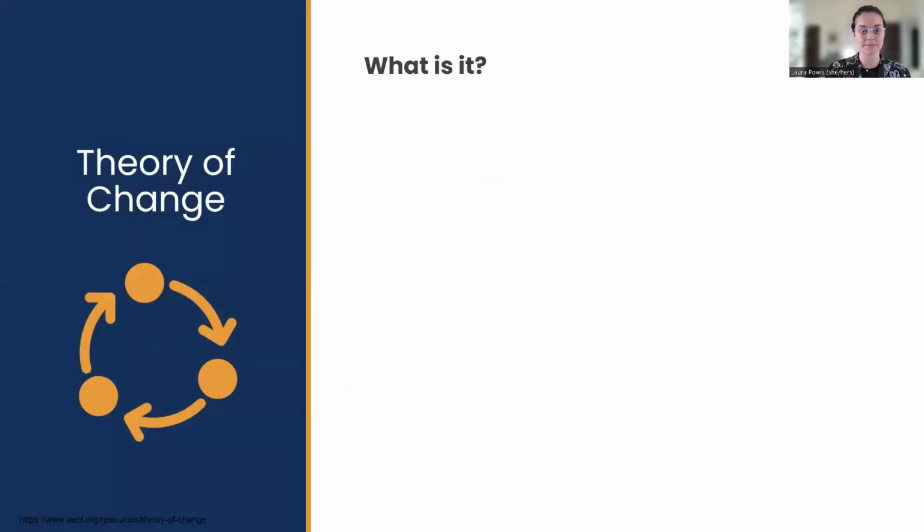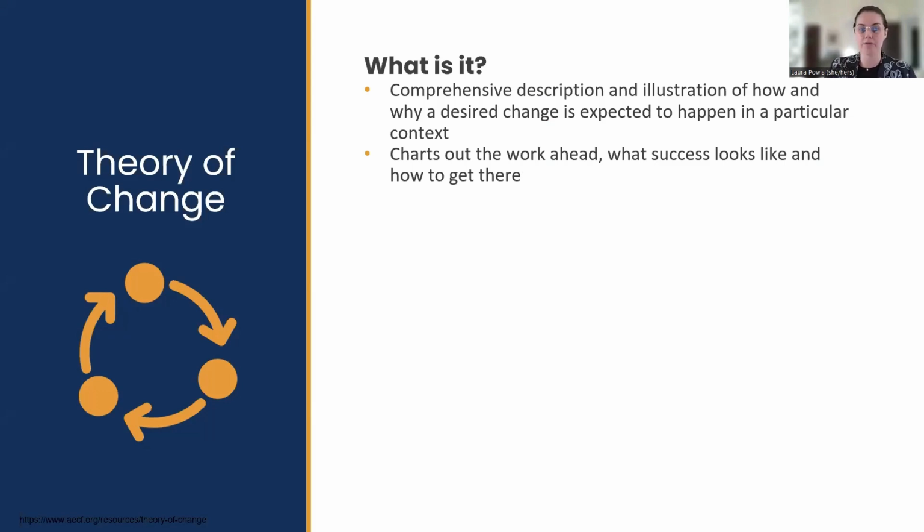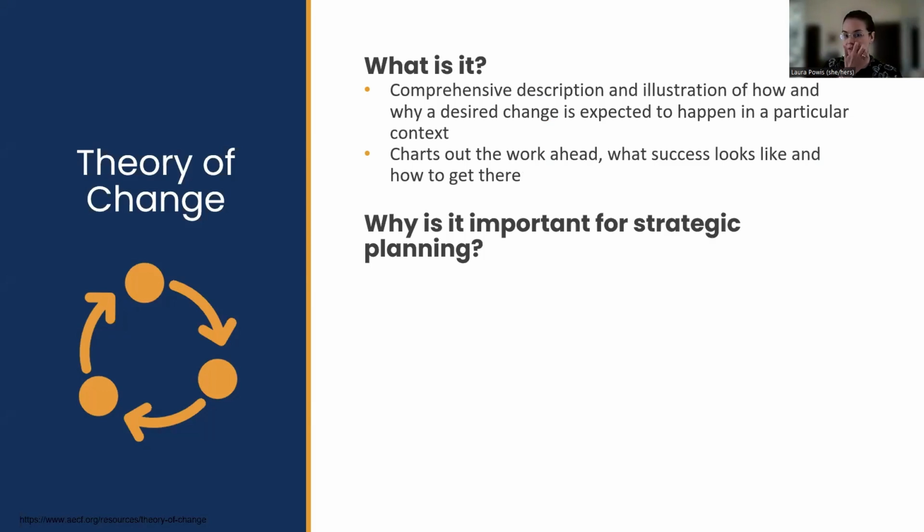Next slide, please. So first of all, what is a theory of change? A theory of change is a comprehensive description and illustration of how and why a desired change is expected to happen in a particular context. It really charts out the work ahead, what success looks like, and how to get there. I really like to think about theories of change as a blueprint. Similar to a logic model, I would say they're cousins. They're very related in structure, but there are some different elements to a theory of change, and a theory of change can often also have a little bit more of a visual component to it.